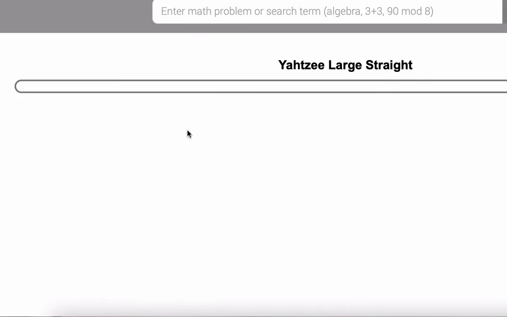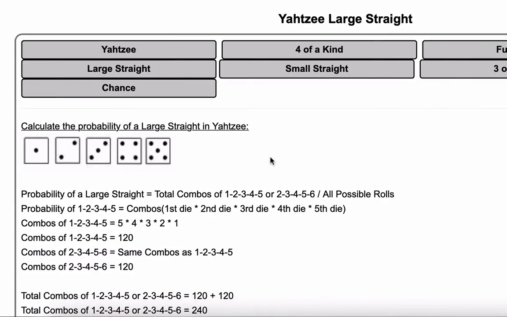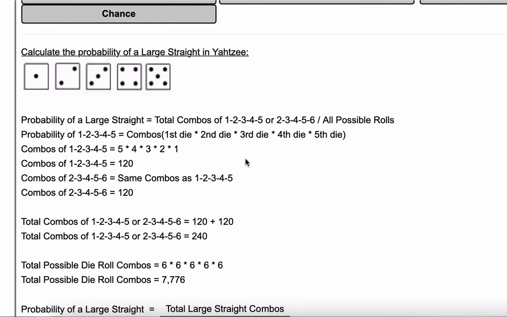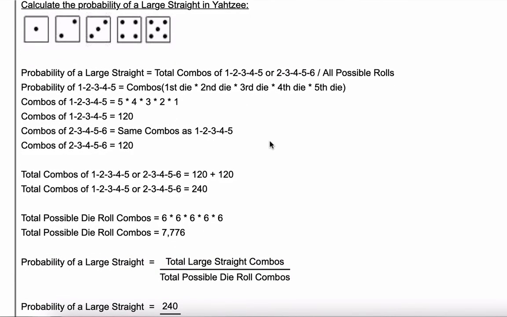Next, let's talk about a large straight. So a large straight is just 1, 2, 3, 4, 5, or 2, 3, 4, 5, 6. So there's 2 options for the large straight. If we look at the different combinations we can have for 1, 2, 3, 4, 5, we get 120.